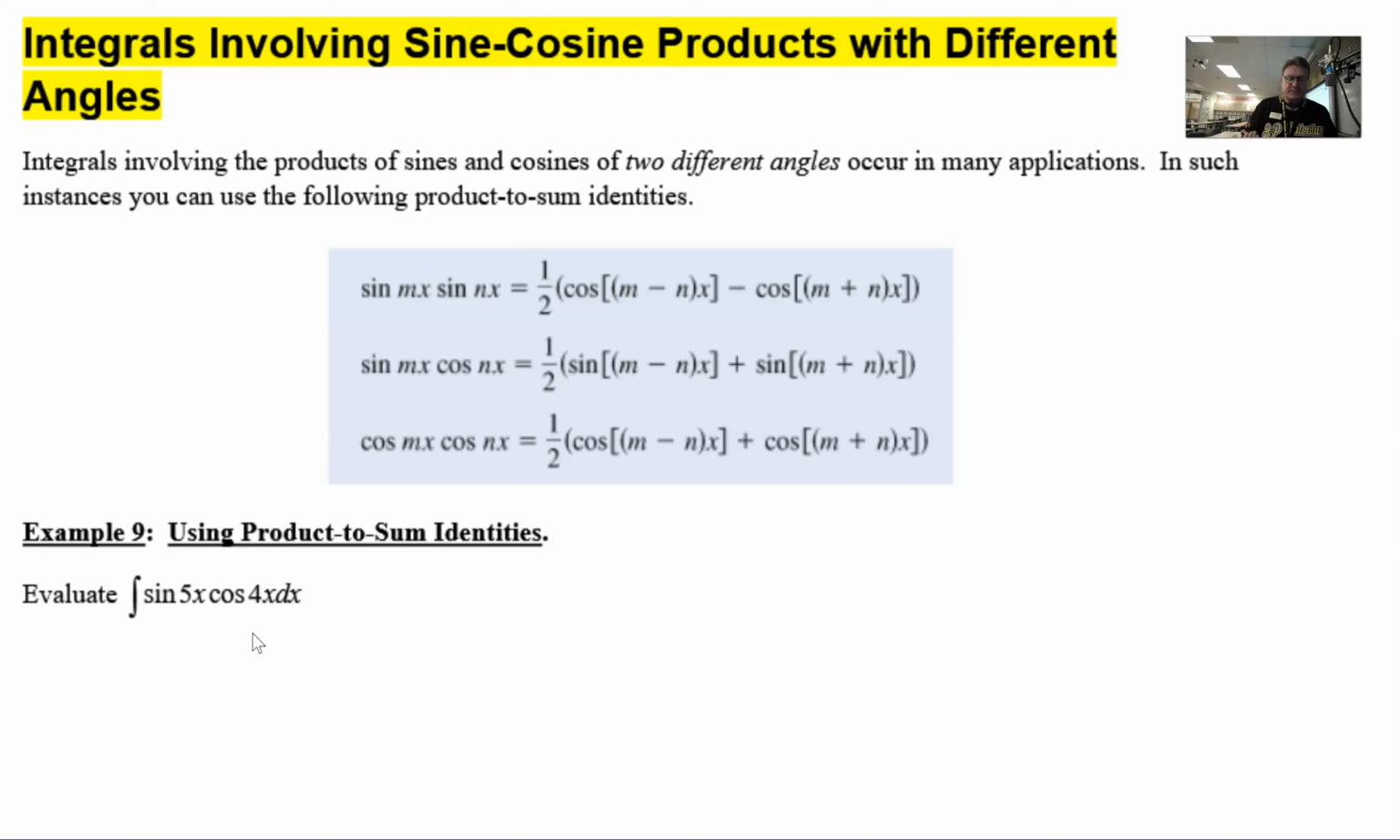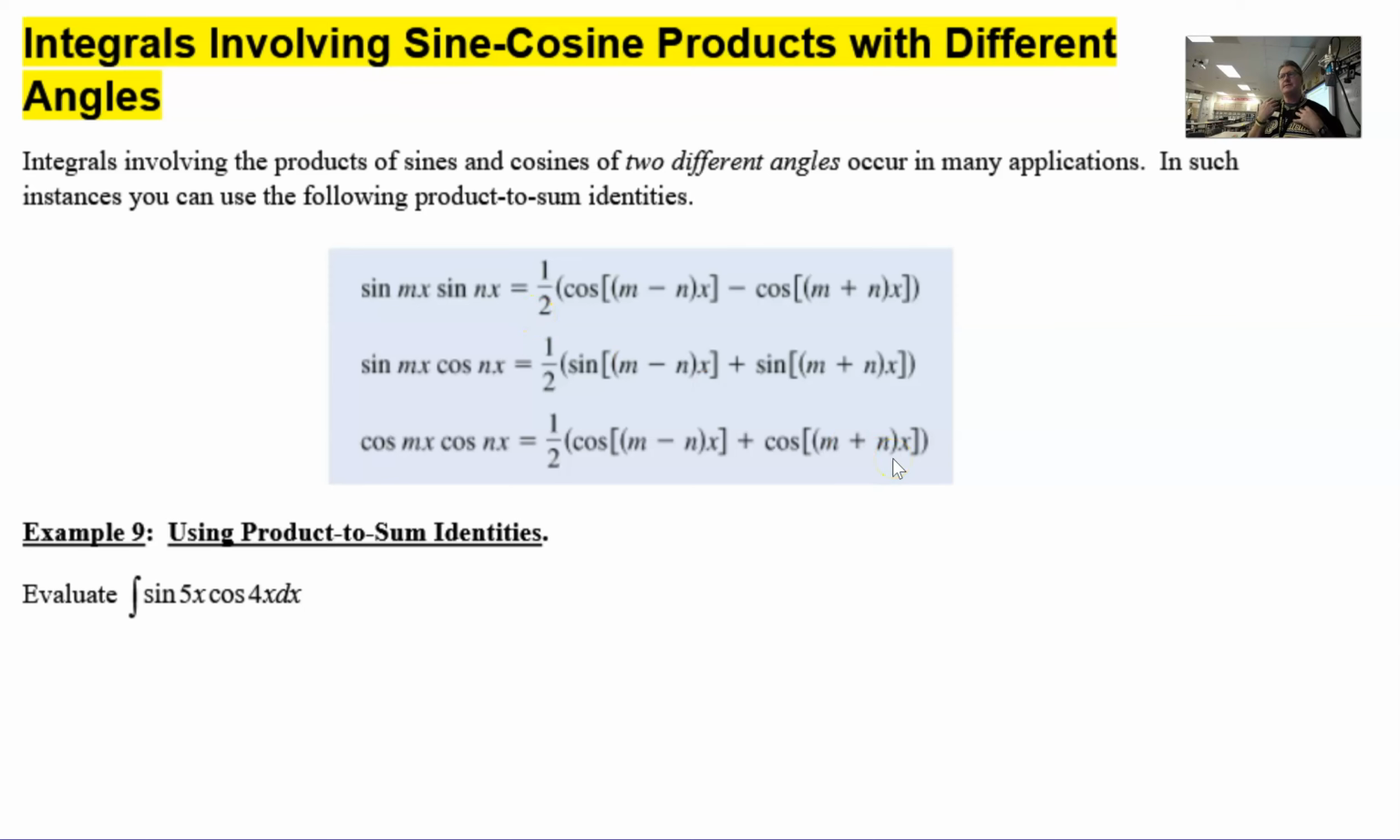Now, the way that this problem is presented, there's actually a couple of different ways that you can solve it. I want to talk about the easy method first. And that would be to implement one of these three sine, cosine products with different angles formulas, or often they're called the product to sum identities. Because you can see that we start with a product, and then over on this side, we have a sum. Well, or a difference, but a difference is really the sum of something that's negative. And so that's how we break these apart.